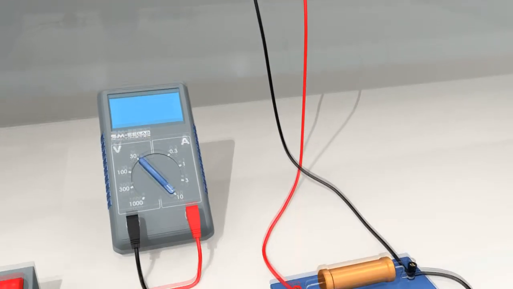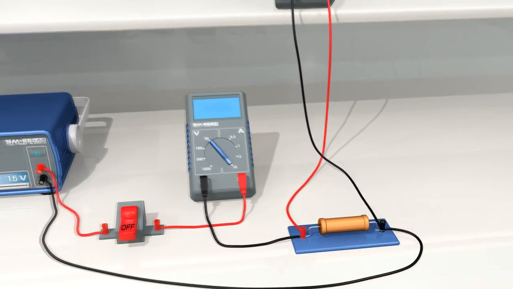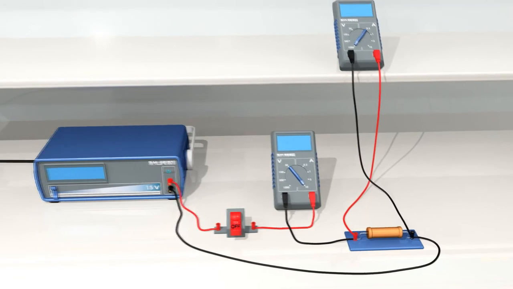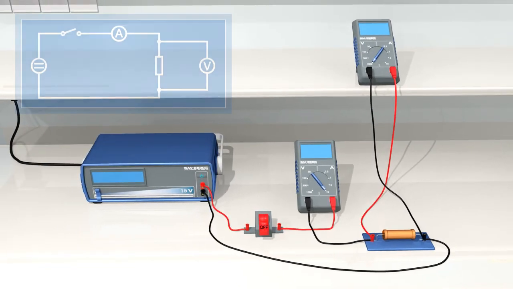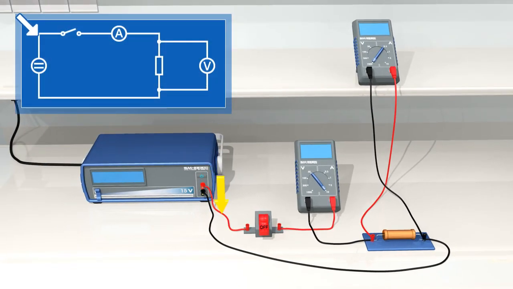A technician has just connected a simple DC circuit, so you can study Ohm's law. Let's follow the connections he has made. The voltage supply is the first component of the circuit, and is connected through a switch to an ammeter that measures the circuit's current. From the ammeter, we have a lead to the resistor, and from the resistor, back to the second terminal of the voltage supply.